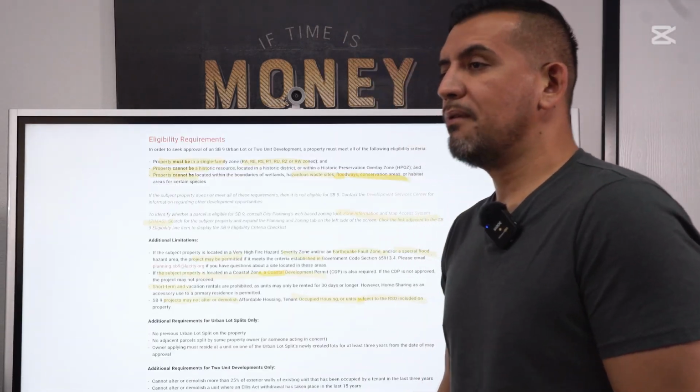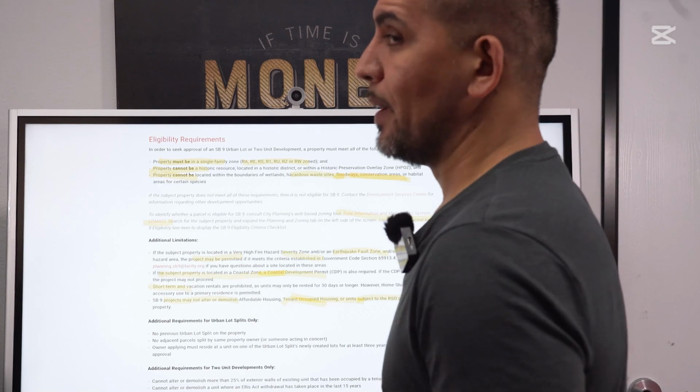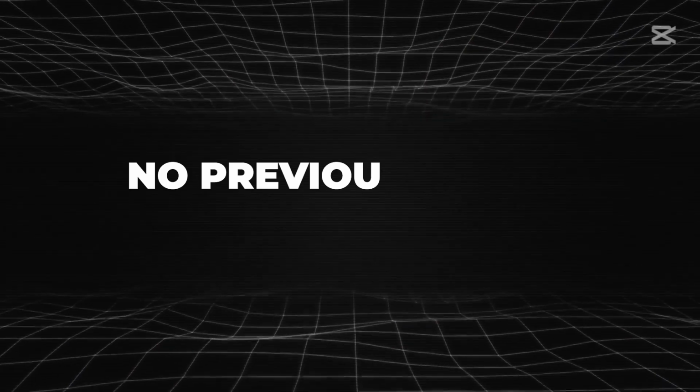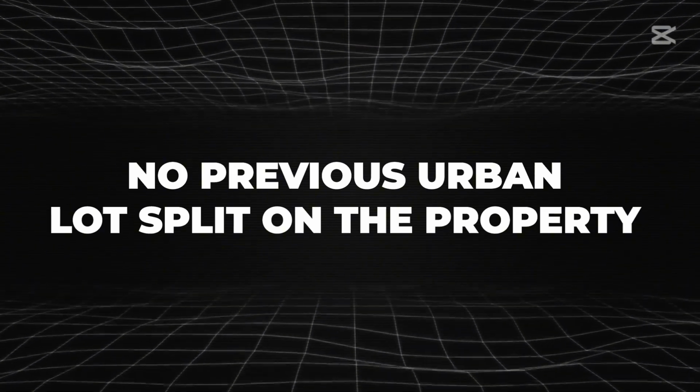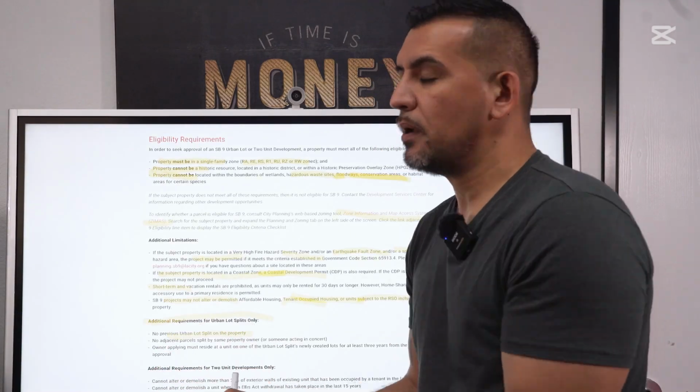If you have people living in it, you've got to go through a certain process. You won't be able to do it actually if it's tenant occupied. So, additional requirements for urban lot split: no previous urban lot split on the property. If you have a huge lot and you split it once and then you have space to split it one more time, it won't be allowed.